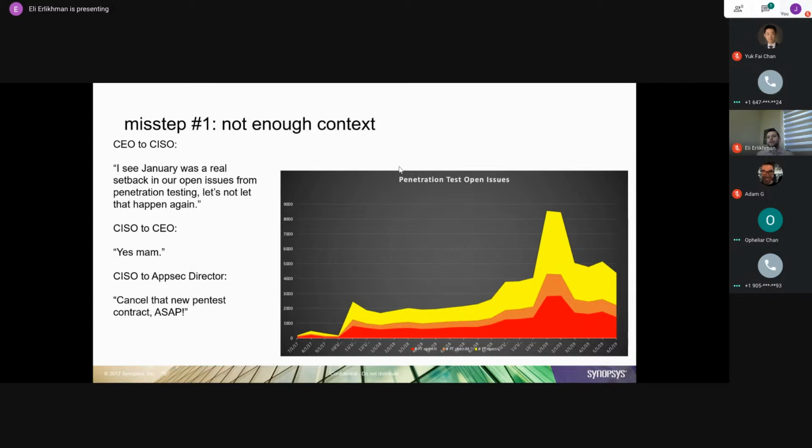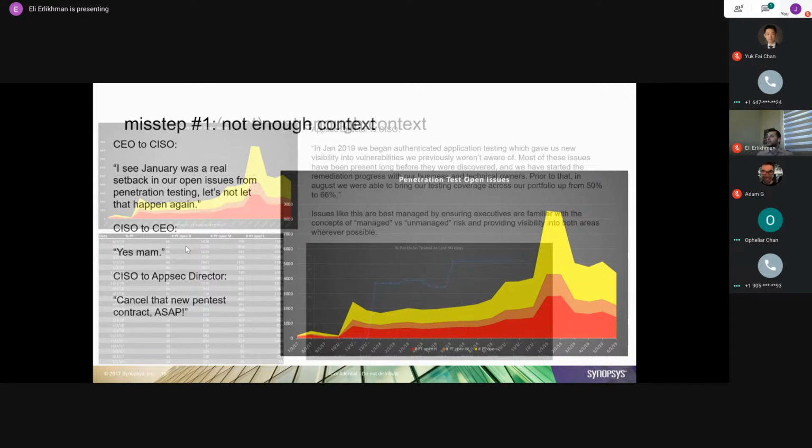So there's data here. It's trending over time, but there's no context. What is the context behind this measurement? What happened within the organization to explain what you see on the screen?